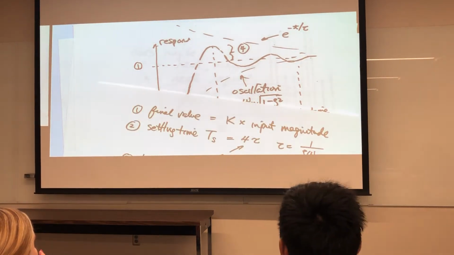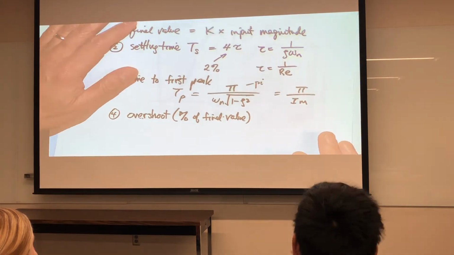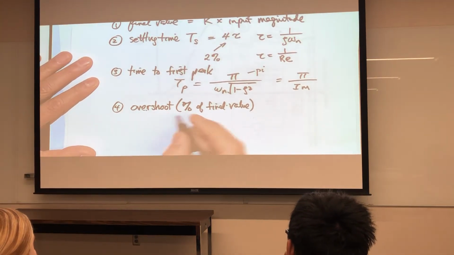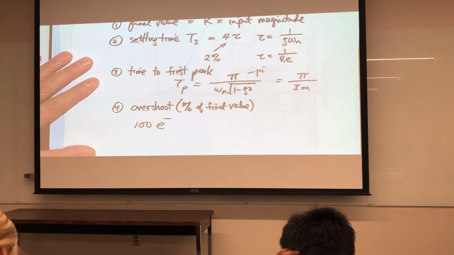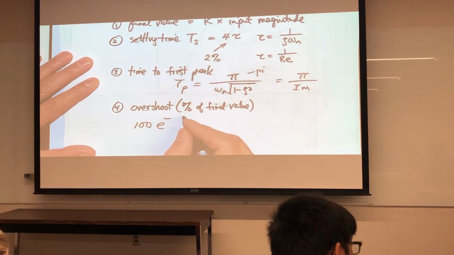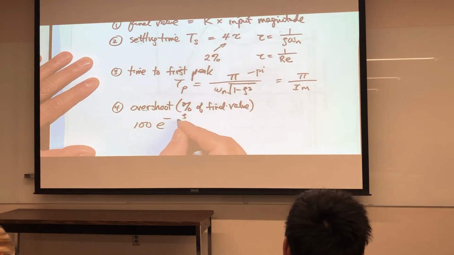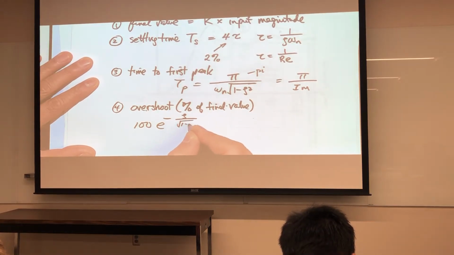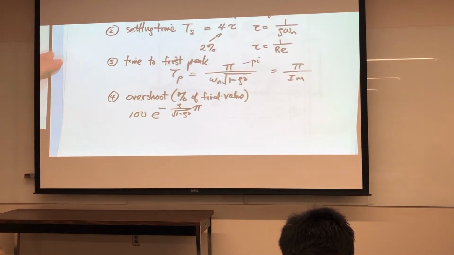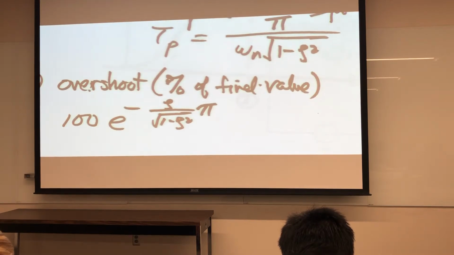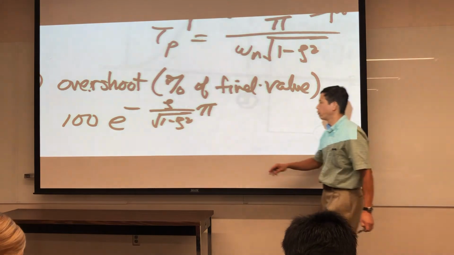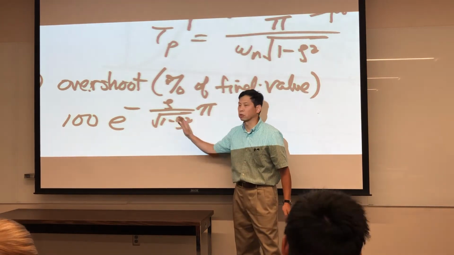The overshoot formula goes something like this. The overshoot in percent is 100 times e to the minus zeta over square root of 1 minus zeta squared times pi. Try to zoom in a little bit on that. The overshoot is a function just of the damping ratio, the damping factor.